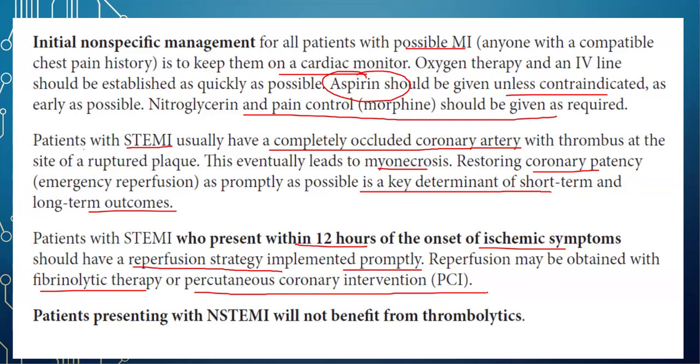Clear, everyone? Now this is a confusing part. A lot of people think that within 90 minutes of chest pain, the patient needs to be sent for PCI, otherwise you can't send them for PCI. It's not like that. Within 12 hours, if the patient presents, then we can choose this reperfusion strategy. Patients presenting with non-ST elevated MI will not benefit from thrombolytics.